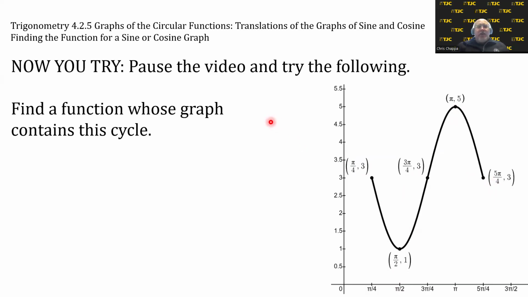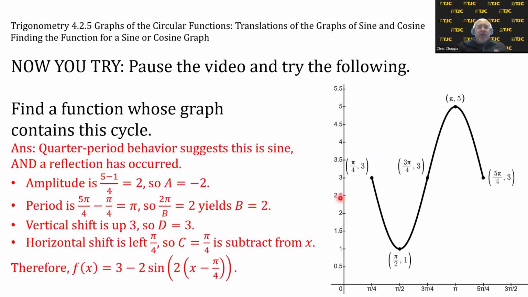All right, if you haven't paused the video yet, here comes the solution. 3, 2, and 1. The quarter period behavior, mid, low, mid, high, mid, suggests this is sine and a reflection has occurred. So the A will be negative. Our amplitude is 5 minus 1 over 4. Should say over 2 there. Let's fix that real quick. There we go. Amplitude is 5 minus 1 over 2, which is 2. So A is negative 2 because of the reflection.